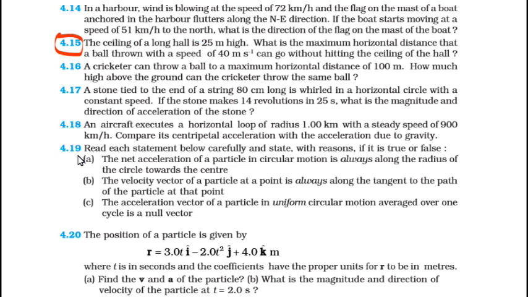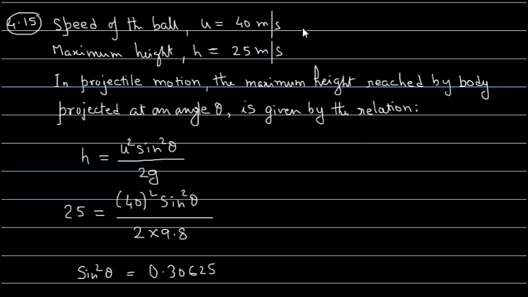Now we'll do 4.15. The ceiling of a long hall is 25 meter high. What is the maximum horizontal distance that a ball thrown with a speed of 40 meter per second can go without hitting the ceiling of the hall? So the speed of the ball is u equal to 40 meter per second. Maximum height is 25 meter.